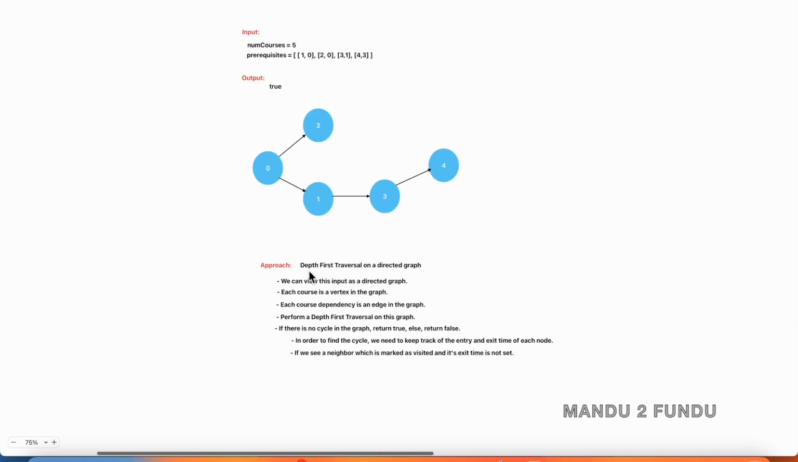First, we can perform the depth first search traversal on this directed graph, where each course is a vertex and the dependency is an edge. So when we perform the depth first traversal, we check whether there is a cycle in this directed graph. If there is a cycle, then we return false. If there is no cycle, at the end we return true. And in order to find the cycle, we need to keep track of the entry and exit time of each node whenever a particular node is processed.